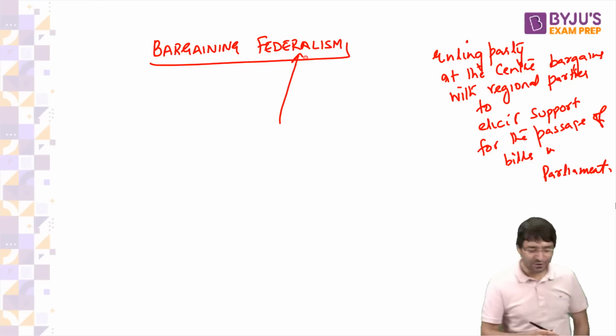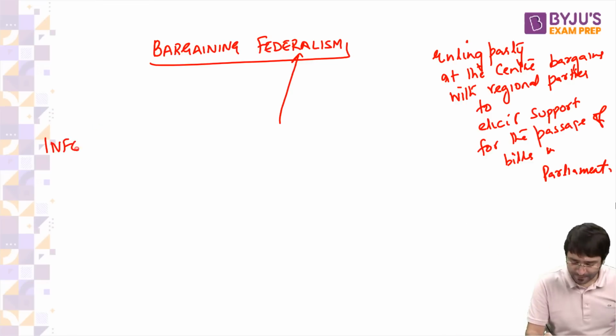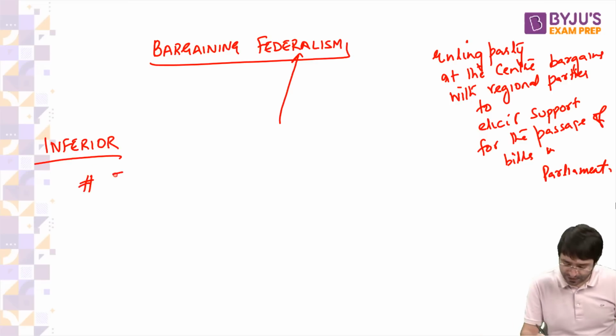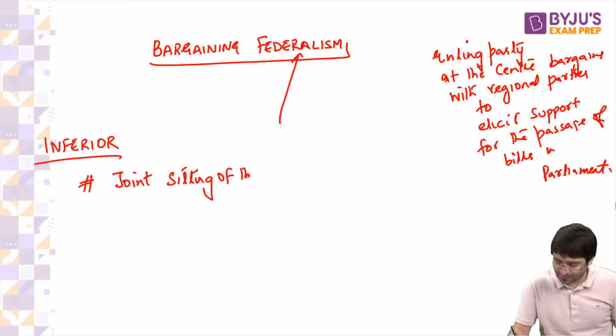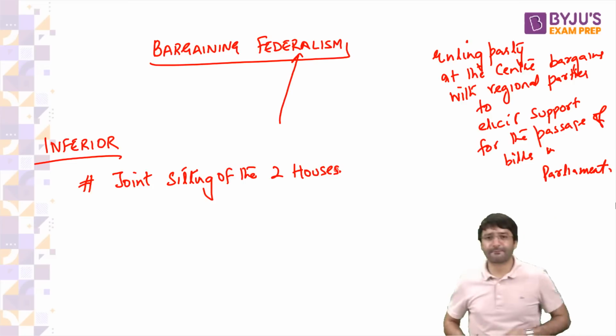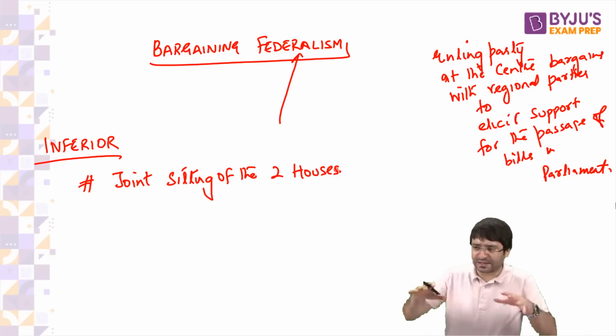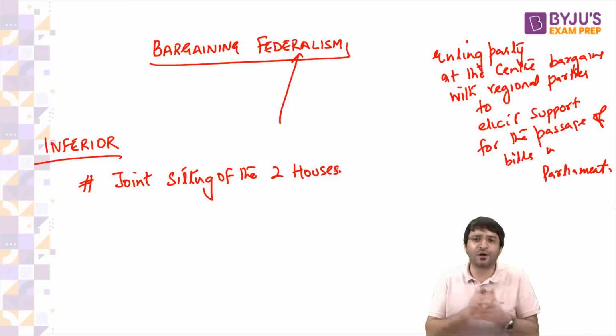But there are others who say Rajya Sabha is inferior. Why? Because there is something known as the joint sitting of the two houses. When Lok Sabha passes a bill, Rajya Sabha rejects a bill. There's a deadlock. How to resolve this deadlock? Joint sitting of the two houses.